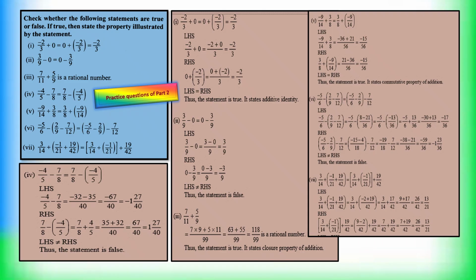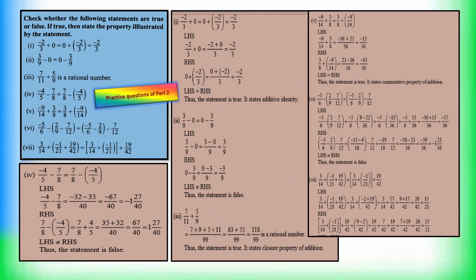Next one, check whether the following statements are true or false. So just visualizing the properties. We have already studied all the properties. At a glance, you should be able to mention what property it is, and based on that, we write whether it is true or not. Say the first one. It is told that minus 2 by 3 plus 0 is equal to 0 plus minus 2 by 3, which is equal to minus 2 by 3.